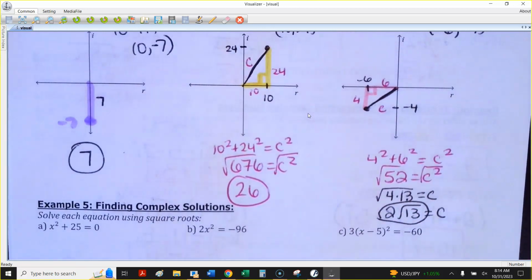Is anybody having a question about finding those distances? It's really just the Pythagorean theorem.